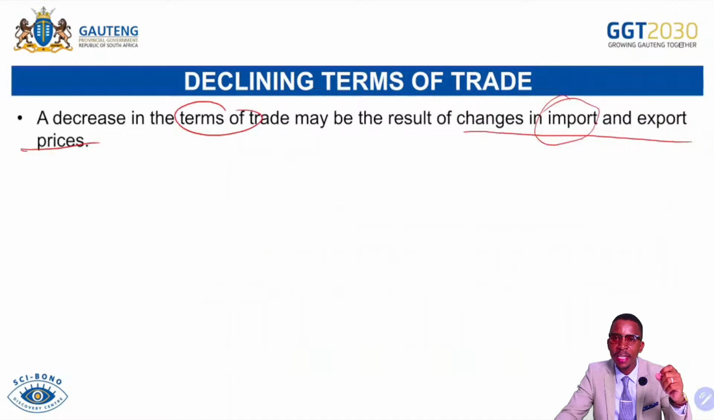So as import prices increase faster, the terms of trade will decrease, because if import prices are higher, exports are lower. That is caused by what? That is caused by the depreciation of our currency. If our currency depreciates, our exports become cheap abroad. As they become cheap, there will be less earnings on exported goods and services, which will be affecting our terms of trade negatively.